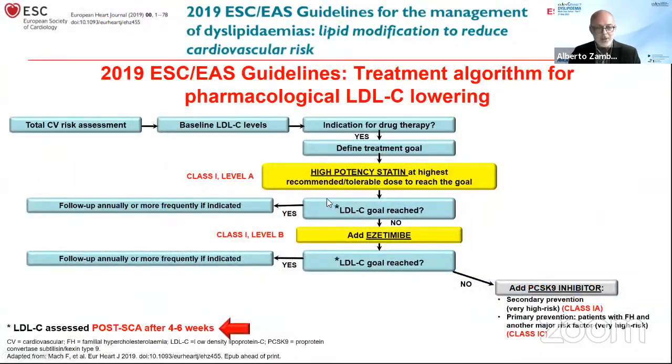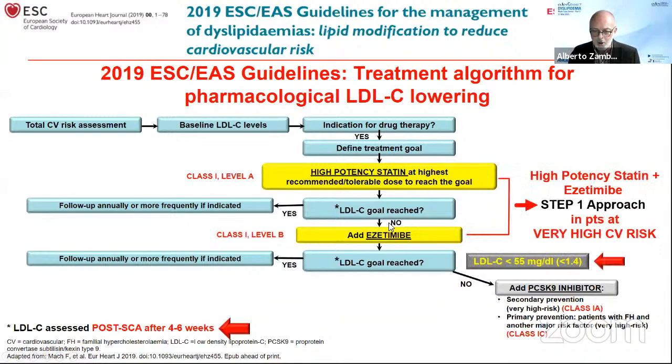So this is my last slide. This is the flow chart that you've seen again and again, published in 2019. I think there is plenty of practical evidence now that to achieve the goal of less than 1.4 millimole per deciliter in our very high risk patients with diabetes, even without coronary artery disease but with target organ damage, or at least 3 risk factors, we should really focus on using high potency, high intensity statin therapy and ezetimibe right away up front as a step 1 approach.